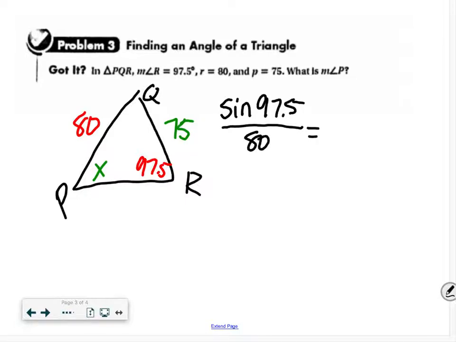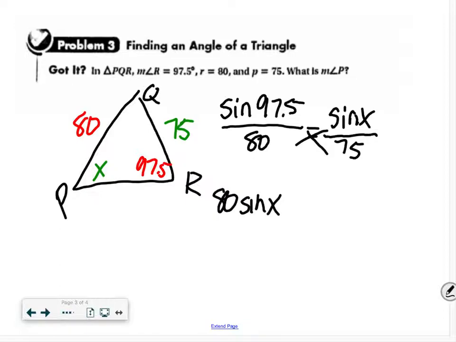And what's my other one? Just sine of x over 75. Now what? Cross multiply. I get 80 sine x equals 75 times the sine of 97.5.